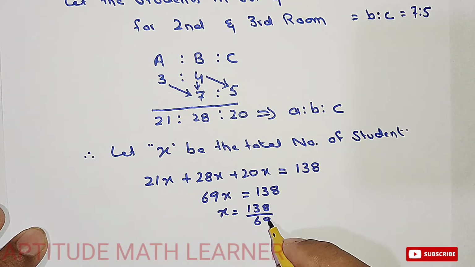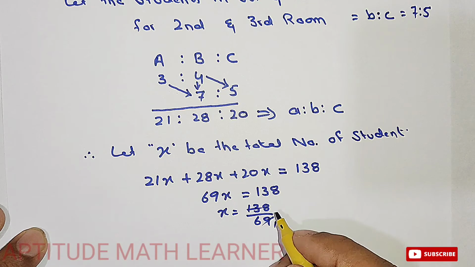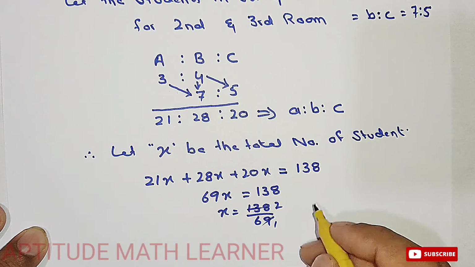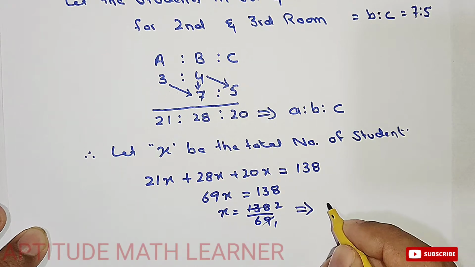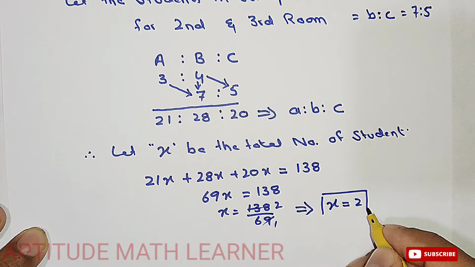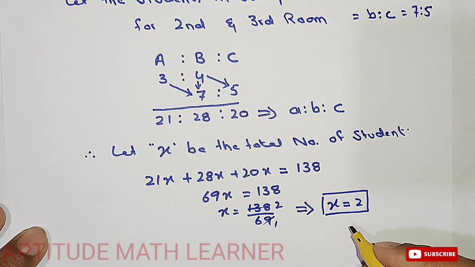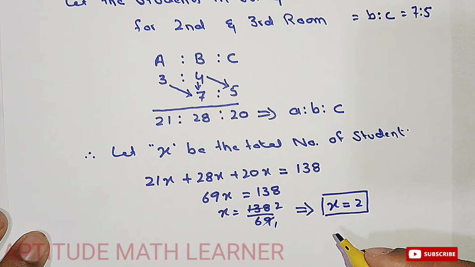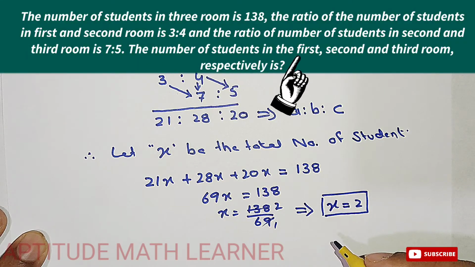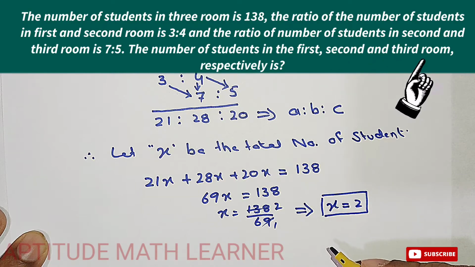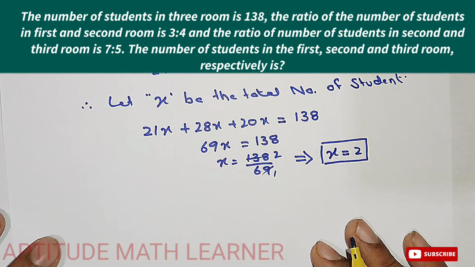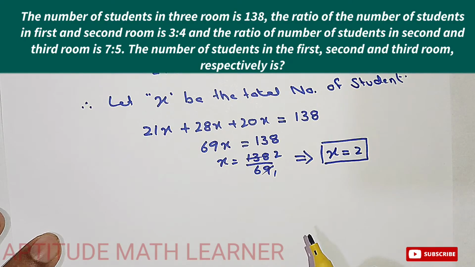And we get here, 69 ones are 69 and 69 twos are 138. So we have just got the value of x, that is 2. Now if you take a look at the question, it says the number of students in the first, second and third room respectively. So here we have to find out the number of students of each class, the first, second and the third.